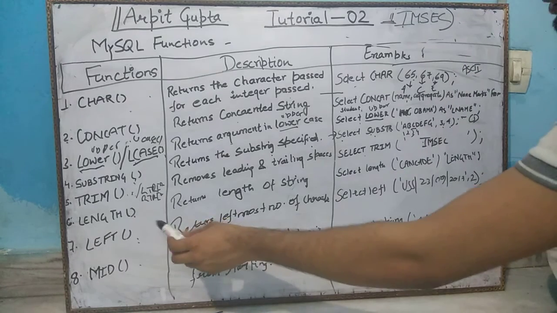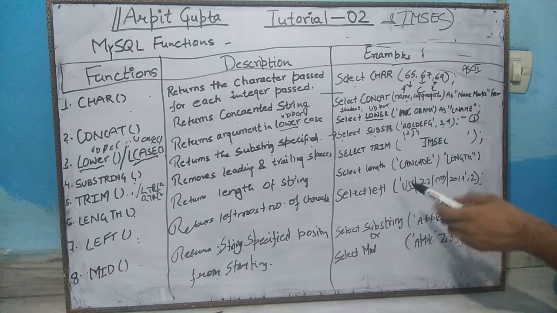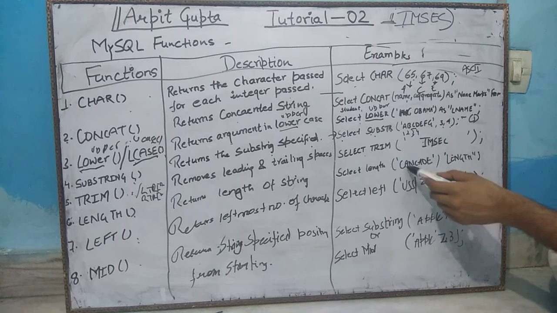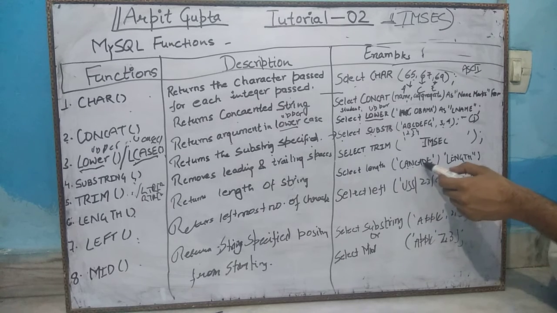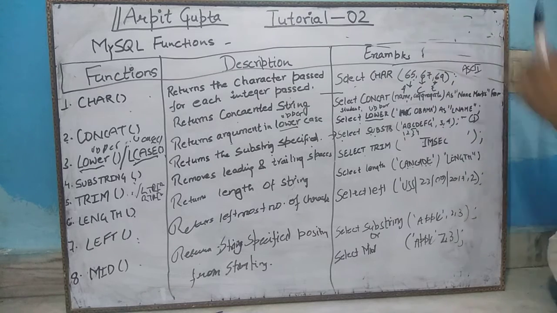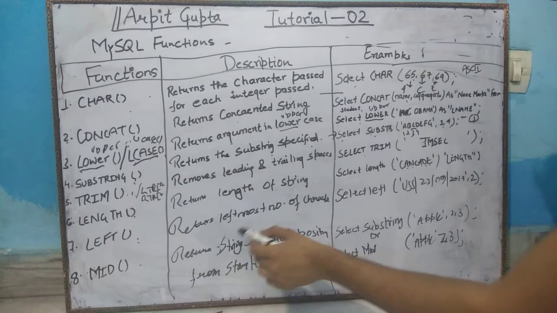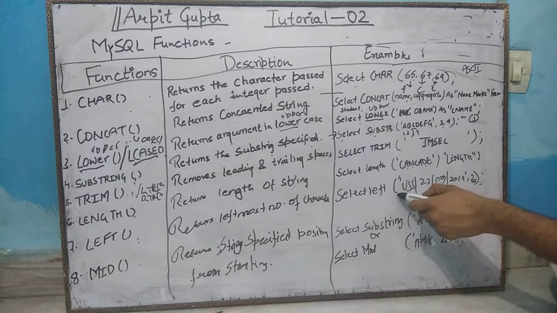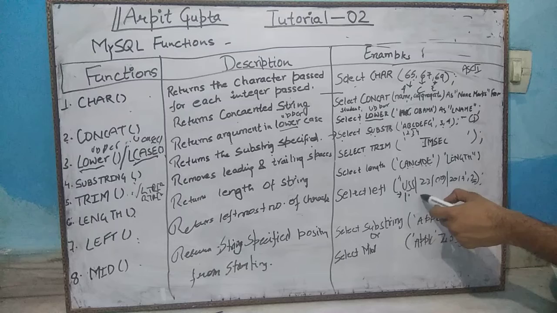Now the length function. It returns the length of a string. For example, select length as concat. It counts the string length and returns it, that is 1, 2, 3, 4, 5, 6, 7, which will be 7. Left returns the leftmost number of characters starting from here. For example, select left USS and the number of characters 2. So starting from here, US, 2 characters.